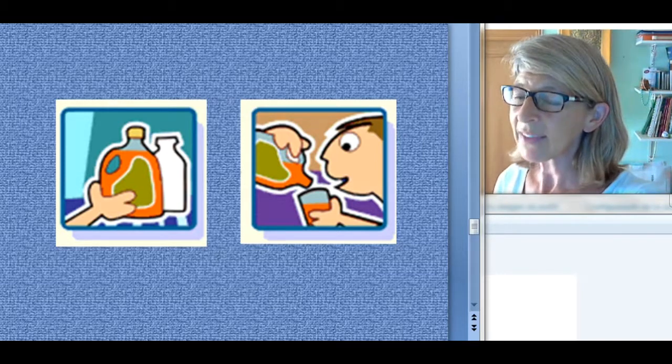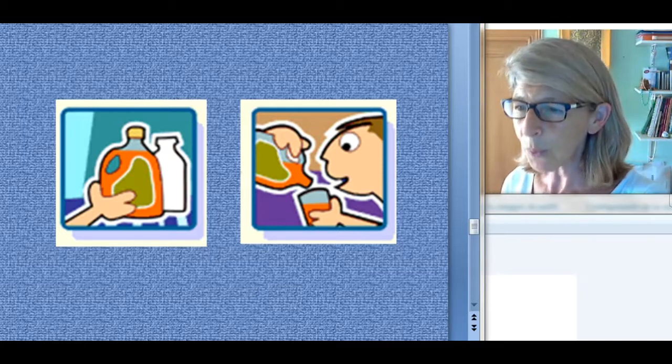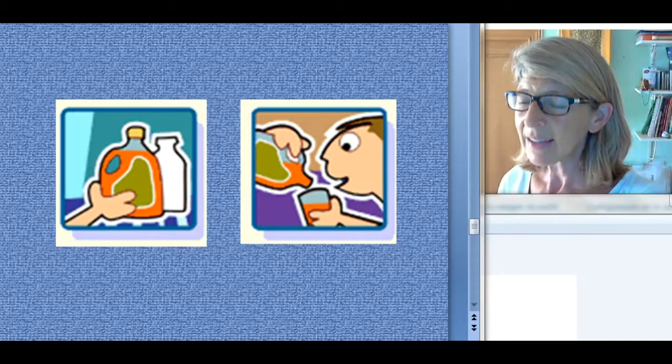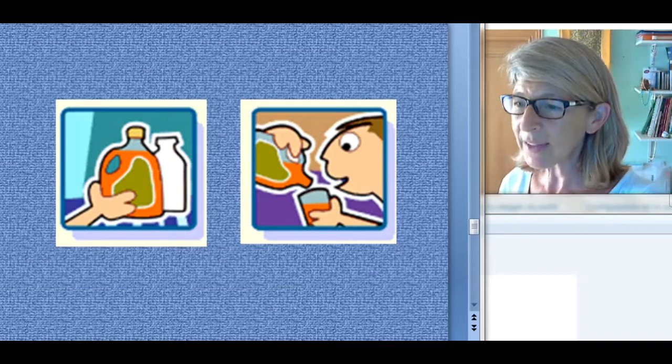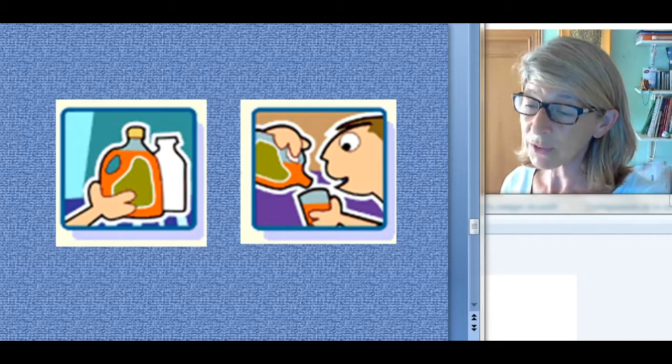The other student might say, in the second picture, I see a boy with a glass in his hand and another person pouring liquid into the glass. Simple, but they are describing what they see. And with the other images, they're going to be verbalizing the process of recycling.